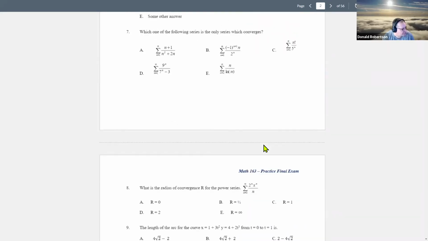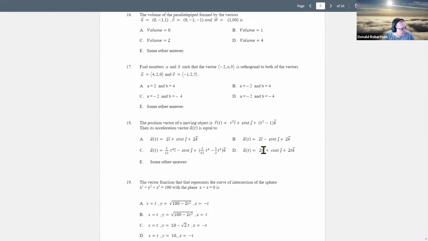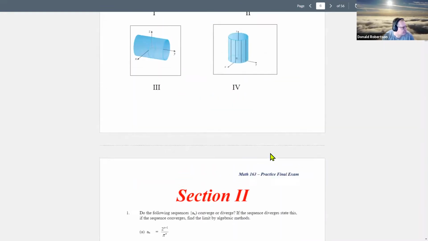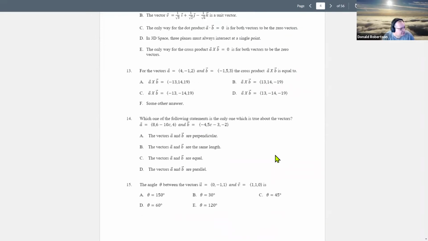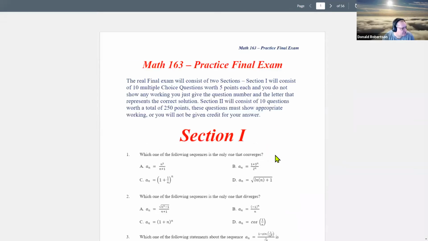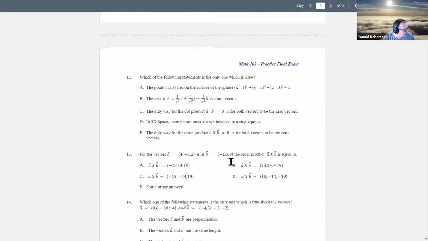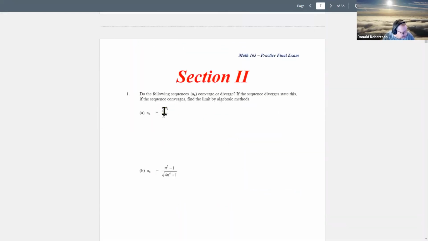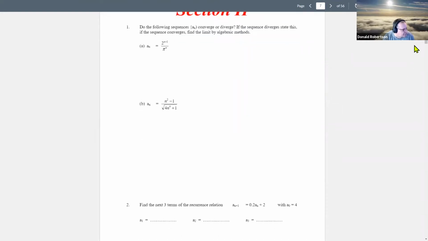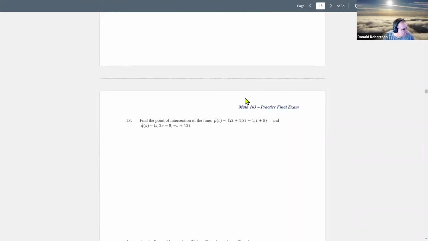And here are some examples of what multiple choice questions look like. There were about 21 here, but the final exam won't be anywhere near as big as this. It will only have 10 of these questions. And then section 2 will have 10 questions with 250 points. On average, they're worth 25 points each, but some are 20 and some are 30. But on average, 25. And if you scroll down a little bit further, you'll see the kind of questions you get from section 2, and there are a lot more than 10.